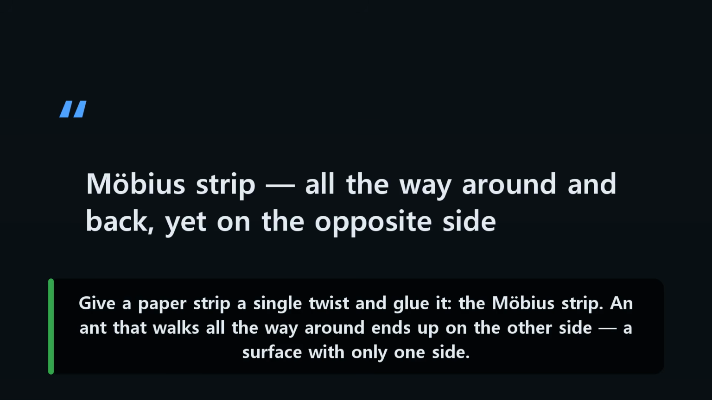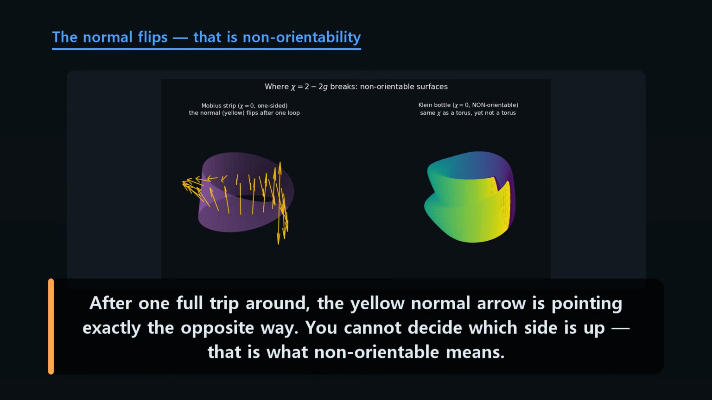Give a paper strip a single twist and glue it. The Mobius strip. An ant that walks all the way around ends up on the other side. A surface with only one side. After one full trip around, the yellow normal arrow is pointing exactly the opposite way. You cannot decide which side is up. That is what non-orientable means.